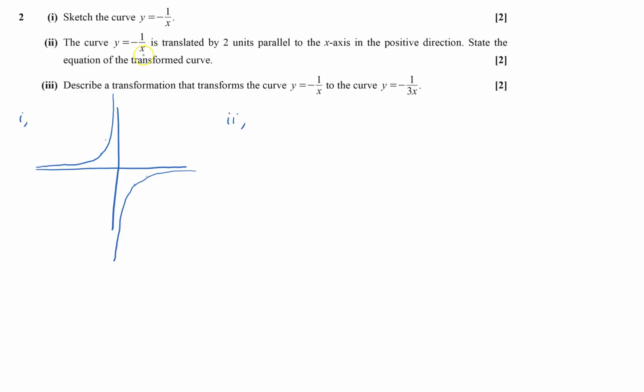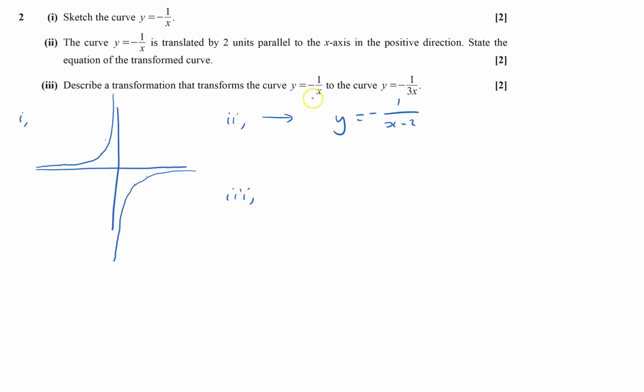Part 2 is translated 2 units parallel to the x-axis. That's direction, so that's the opposite of what we want. It's going to have to be inside the brackets, so I'm going to have to replace the x by... I want it to go in the positive direction, so it's going to be the opposite, I think. So it's going to be x minus 2. So I replace the x by x minus 2, and that's part 2.